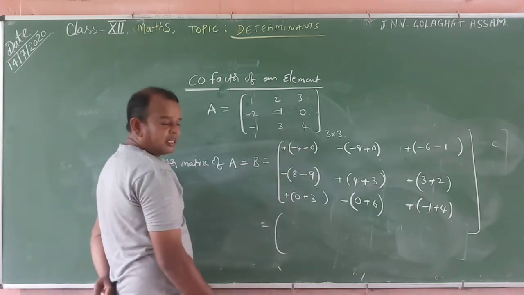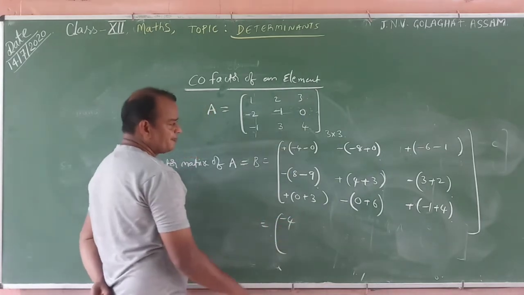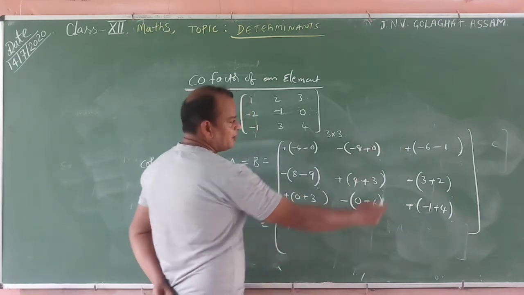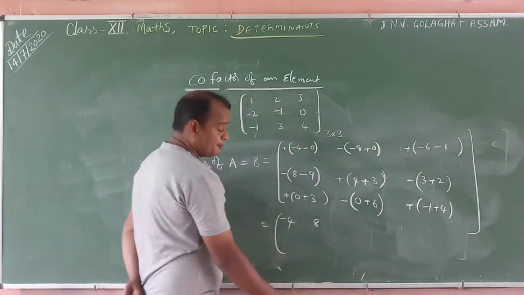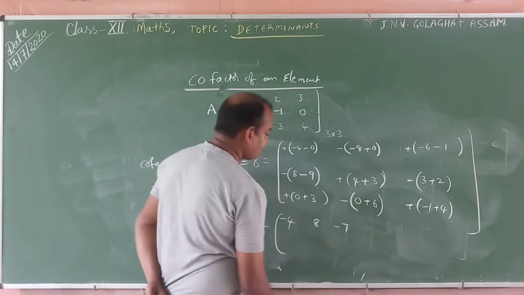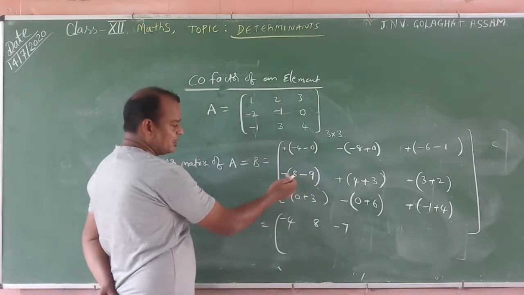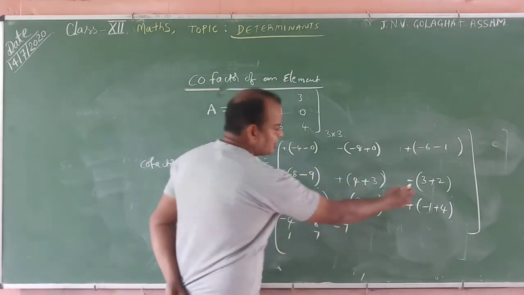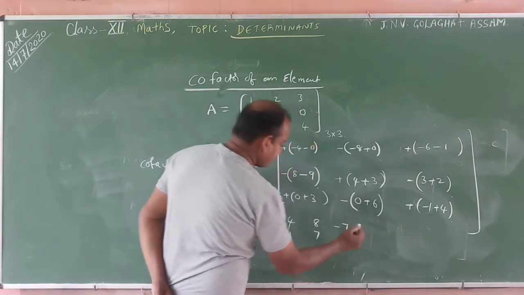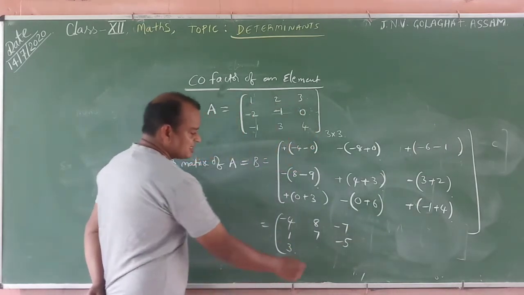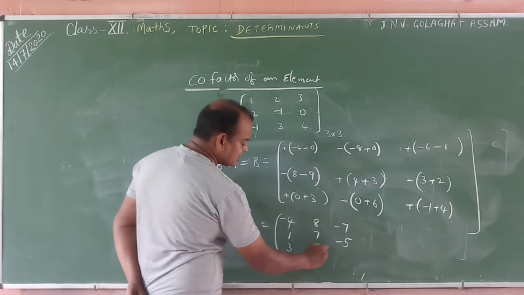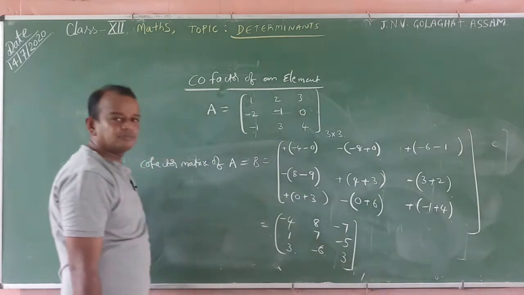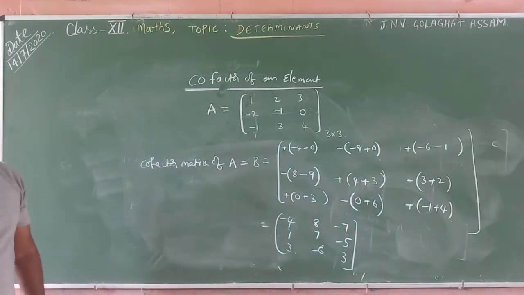Minus 4 minus 0, minus 4. Print is there. Minus plus. Minus into minus 8, plus 8. Minus 6 minus 1, minus 7. Plus into minus, minus 7. 8 minus means minus 1 into minus, plus 1. 4 plus 3 means 7. 3 plus 2 means 5. In front, minus is there. 0 plus 3 means 3. 6 minus 6. Minus 1 plus 4 means 3. This is the cofactor matrix of A.